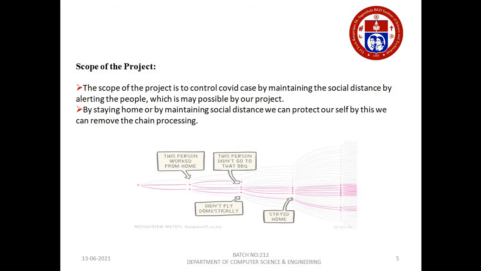The scope of the project. The scope of the project is to control COVID cases by maintaining social distance and alerting the people, which is made possible by our project. By staying home or by maintaining social distance, we can protect ourselves. We can break the chain process. In COVID spreading, the main role is the chain process. If he is infected by COVID-19, he is spreading it to one or more persons. It is the main problem with this infection. To stop the chain process, we need to maintain social distance.